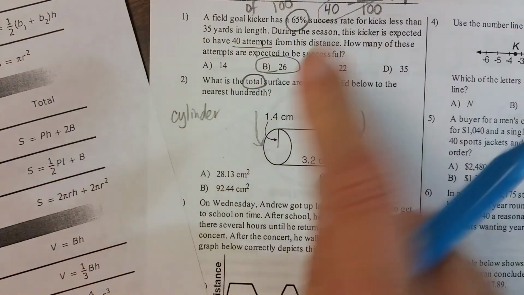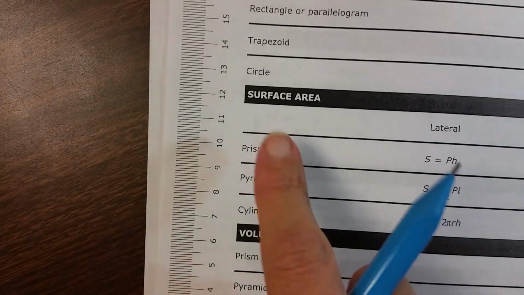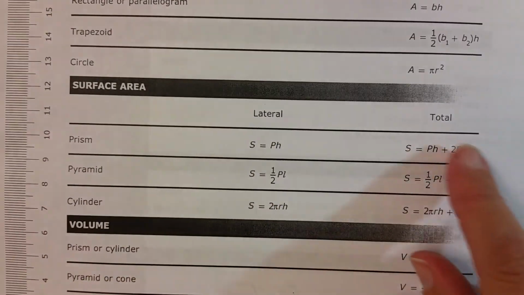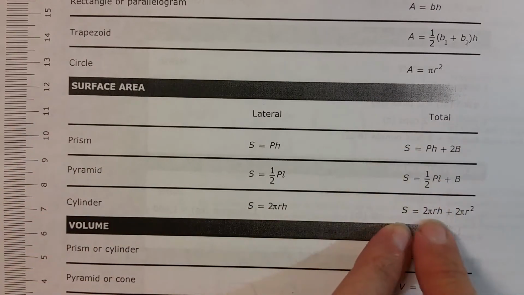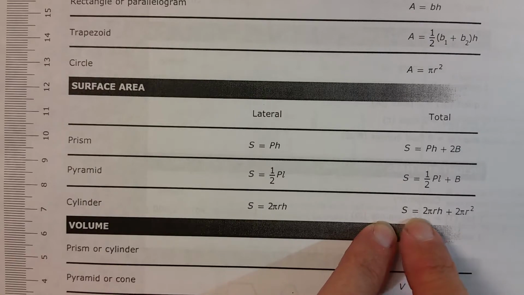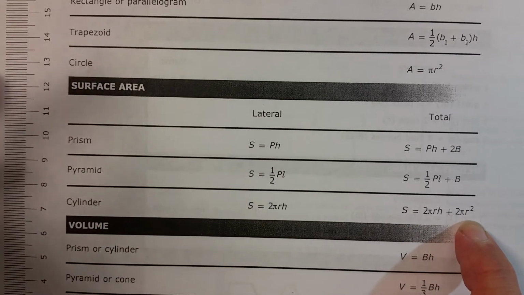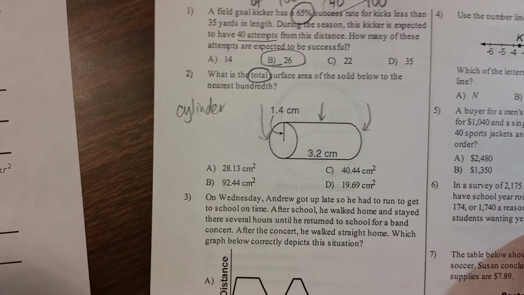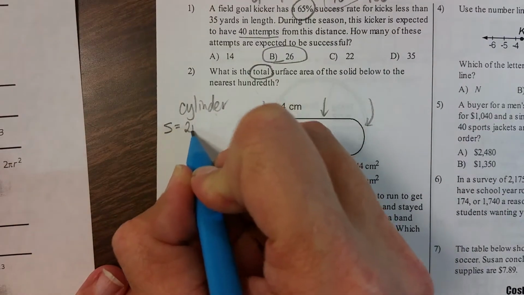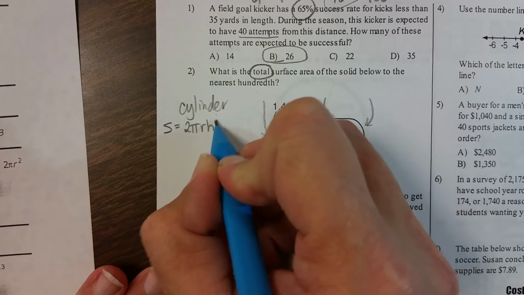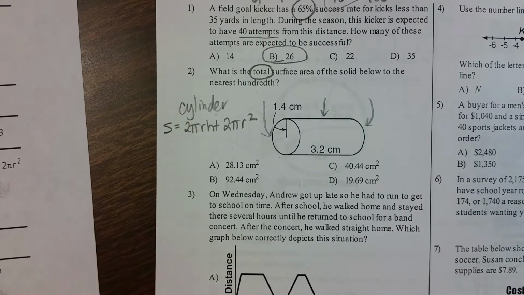So I want to find the total surface area formula for a cylinder. So I'm under surface area, and I want total surface area. So I find cylinder. This is the formula I need to use. S equals 2 pi RH plus 2 pi R squared. I'm going to write that down on my paper. S equals 2 pi RH plus 2 pi R squared.